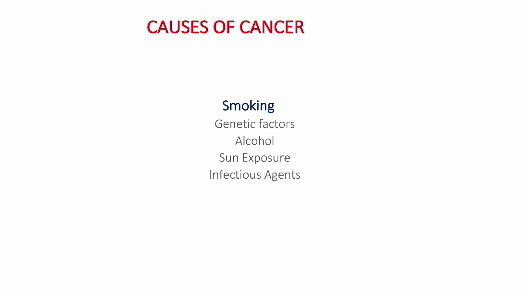Alcohol has been shown to increase risk of a number of types of cancers, including liver cancer and esophageal cancer. Sun exposure, the ultraviolet from sun, can penetrate into the nucleus of the cell, affecting the DNA, enabling it to then lead to production of mutated proteins that create mutated tissue, resulting in tumors. And infectious agents, chemicals, can lead to development of cancer.